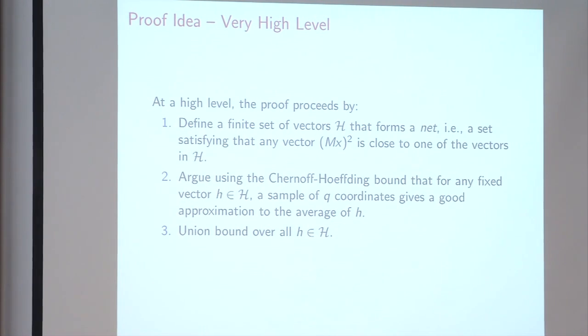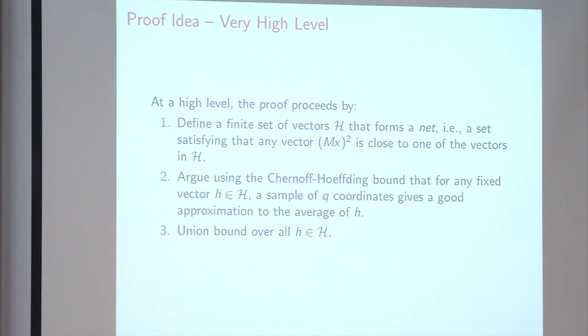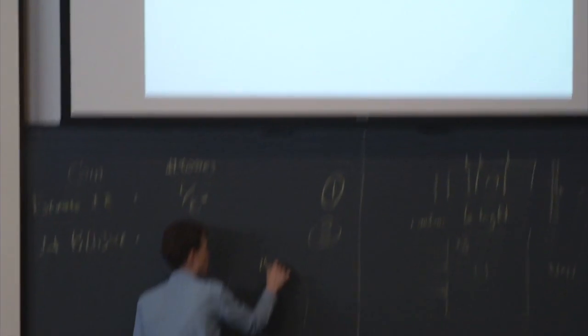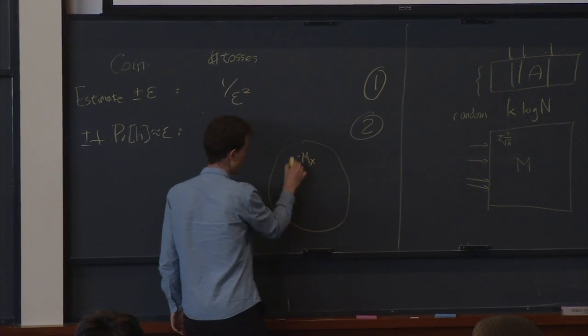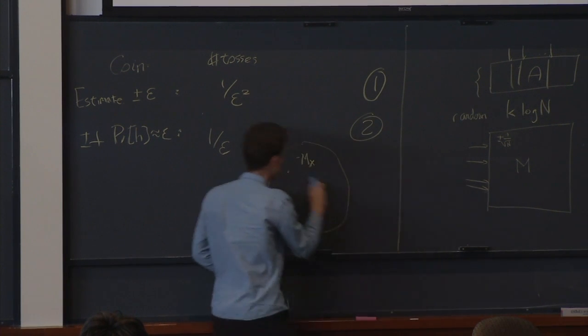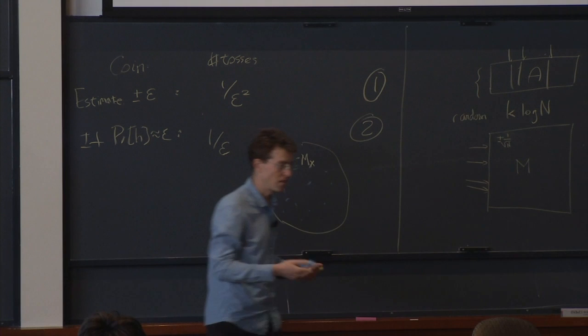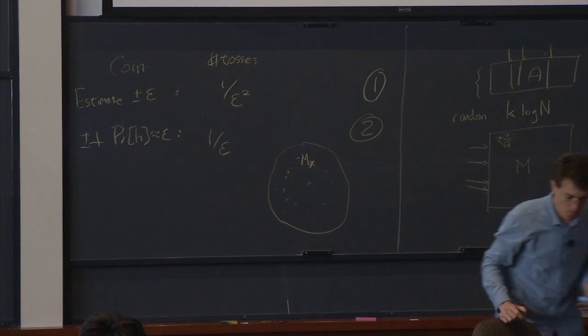And that's what we'll do. We'll define a finite set of vectors, H, that forms a net, namely a set satisfying that any vector Mx squared is close to one of the things in H. So you can imagine you have this large set of vectors, all the possible vectors Mx for all possible x's, and I want to take some finite subset of this that's a net that's close to all points.